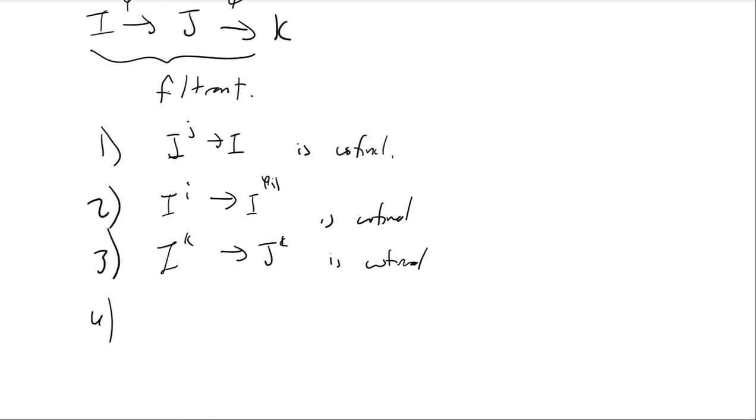And lastly, for any u, k to psi of j, we have an induced functor, u star, which runs ij to ik. This is also cofinal. All of these things are straightforward definition chasing, and in fact, a bunch of them are even consequences of the others if you're careful about how the argument goes.